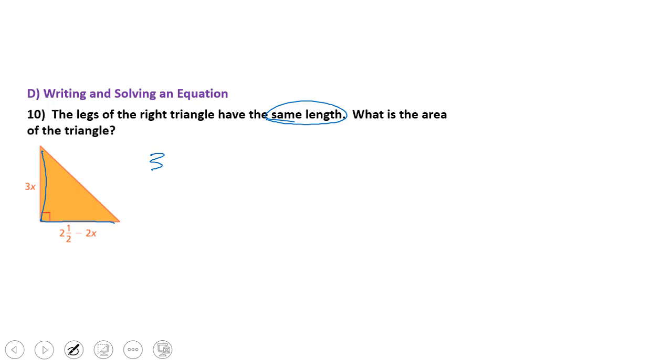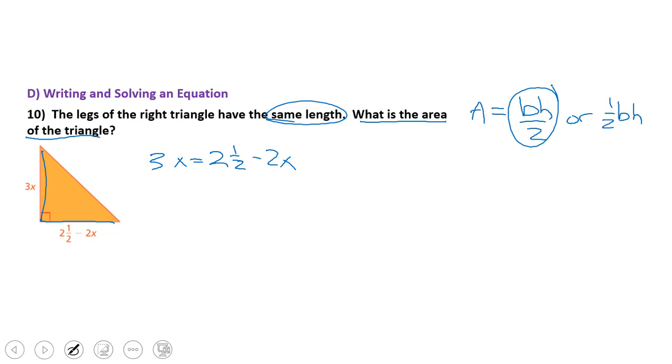So I know that 3x has to equal 2 1/2 minus 2x. I know it has to be. That's not going to give me the direct answer because the question says, what is the area of the triangle? The only way we're going to find the area of this triangle is to do what? Area equals base times height divided by 2. Some people know it as 1/2 the base times the height. I like the first one. Anyhow, doesn't matter which one you like, it works the same.